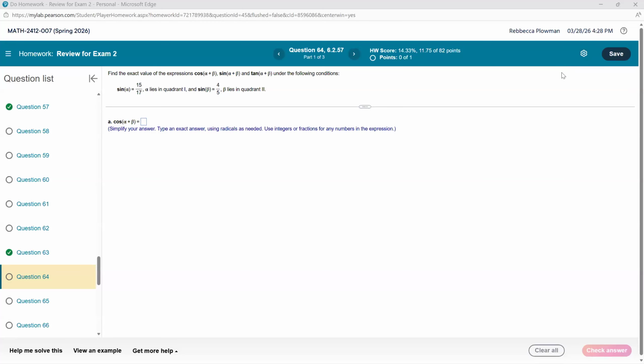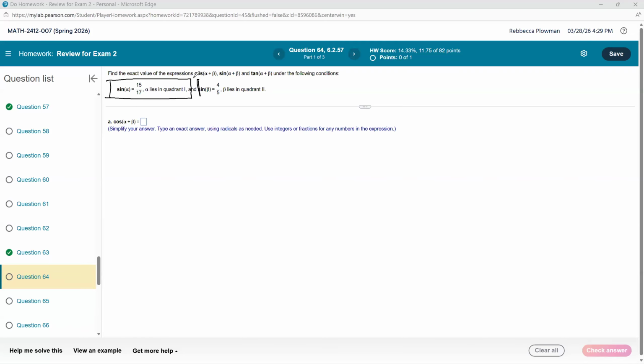All right. So I'm going to do both versions of this one because I know this is one we struggled on a little bit. So we have to find the exact value of the expression cosine of alpha plus beta, sine of alpha plus beta, tangent of alpha plus beta. So we're just going to do these ones. Under the following conditions, sine alpha is 15 over 17 and alpha lies in quadrant 1. Sine beta is 4 over 5 and beta lies in quadrant 2.